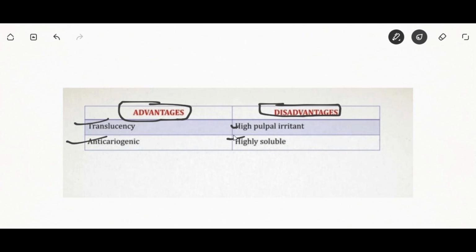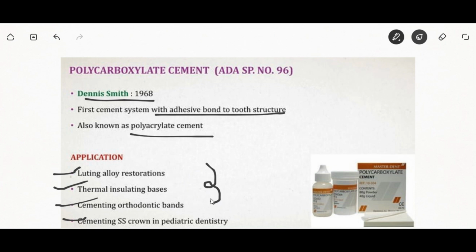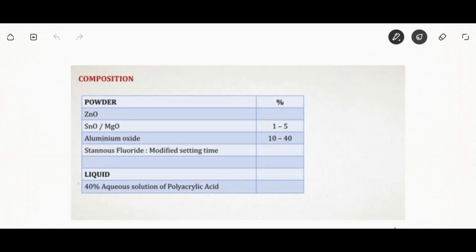The other is polycarboxylate cement. It is the first cement with adhesive bond to the tooth structure, also known as polyacrylate cement. It is used as a luting agent for restorations, thermal insulating base, for cementing orthodontic bands, and cementing stainless steel crowns in pediatric dentistry. The powder contains zinc oxide, magnesium oxide, aluminium oxide, stannous fluoride, and the liquid is a 40% aqueous solution of polyacrylic acid.